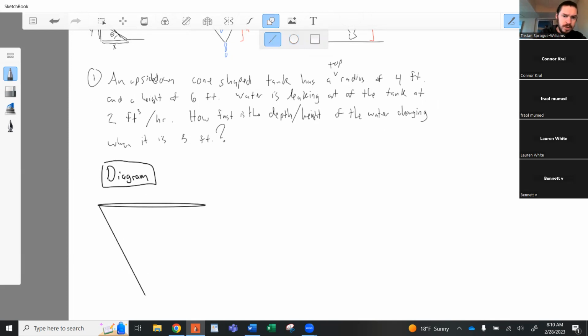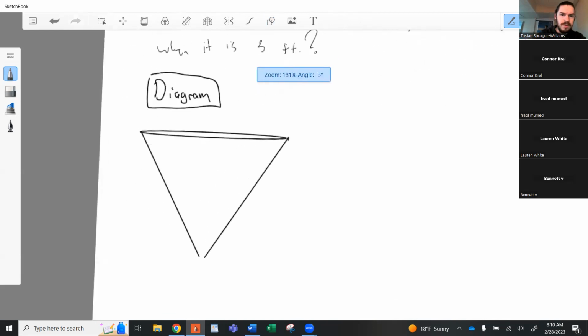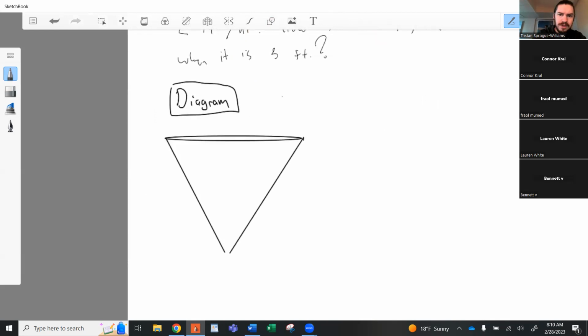Make a nice picture of our cone. There's our cone. And at the top of the cone, the radius is 4 feet. That's not a variable because the shape of the tank is not changing, right? And the height of the cone is 6 feet. So there are 2 constants. Those are genuine constants. They're not changing over time.